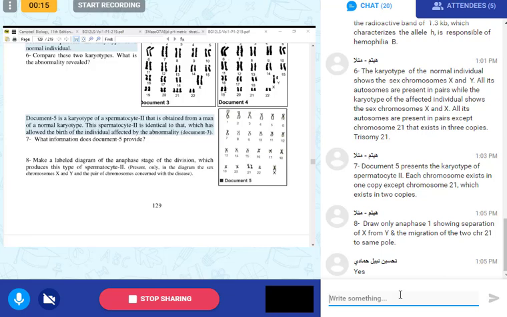Draw only anaphase 1 showing separation of X from Y and the migration of the two chromosomes 21 to the same pole. Why did I say a separation of X from Y? Why do you think they said this? We're talking about a sperm. If it were talking about an egg cell, it would have been XX. Okay, that's correct. Very good. Thank you, Rana.